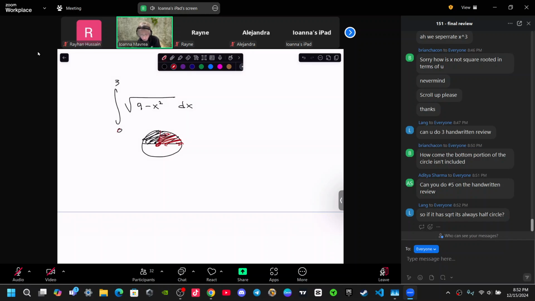So because the limit goes from 0 to 3, you don't even take the whole. So this will be a quarter of the area, which will be pi r squared over 4, right? Because it only takes from 0 to 3. And the same thing if it went from -3 to 0. Then out of the top half, you only take the part where the x goes from -3 to 0. So again, you take a quarter of a circle. Okay.